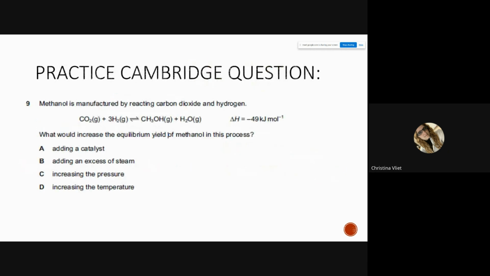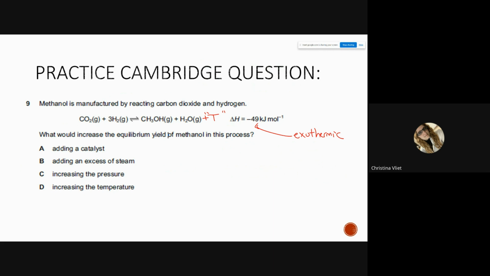All right. Methanol is manufactured by reacting carbon dioxide and hydrogen. So if people want to make methanol, and this is actually pretty cool, think about that: take some carbon dioxide that is available, take some hydrogen gas, put them together, you get methanol and steam. Endothermic or exothermic? So I know this, I'm just prepping my question. All right. What would increase the equilibrium yield of methanol?